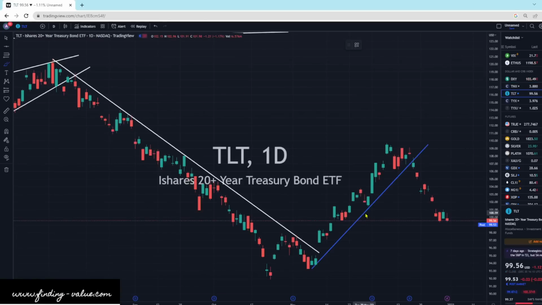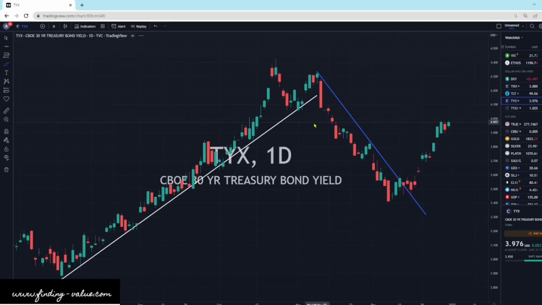TLT, which is 20-year bond prices. So we were just looking at yields. Bond prices are opposite of yields. That downtrend is still intact. We were down 1.11%. And then the 30-year yield is also up today. Still looks good for a potential move higher. And the trend is still intact.